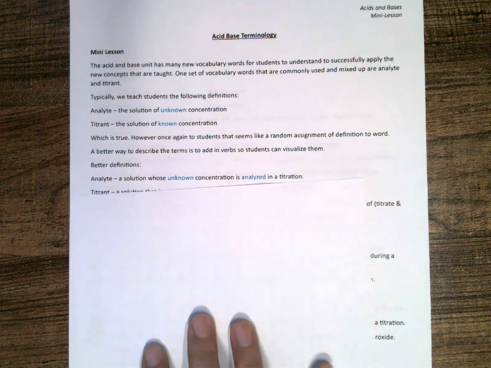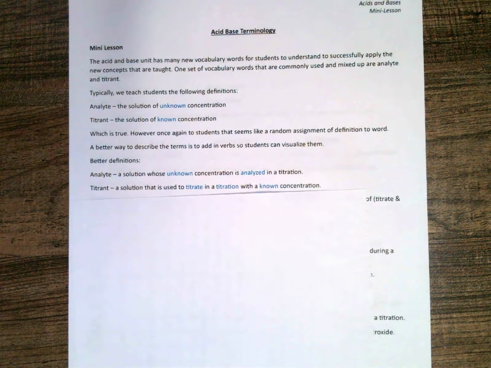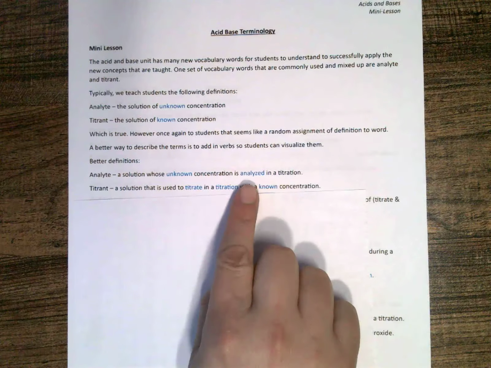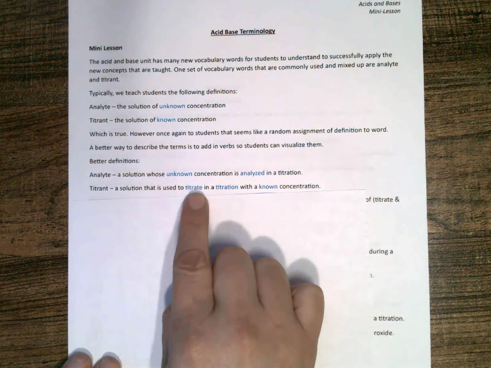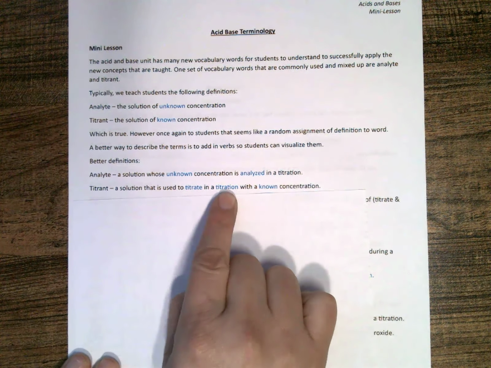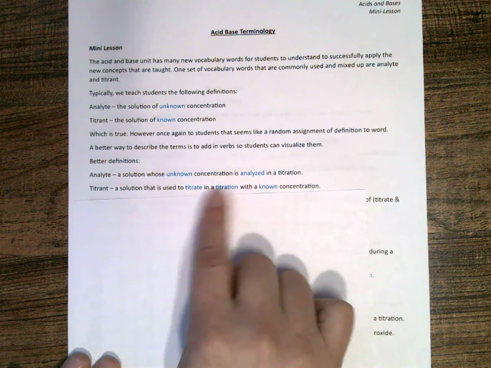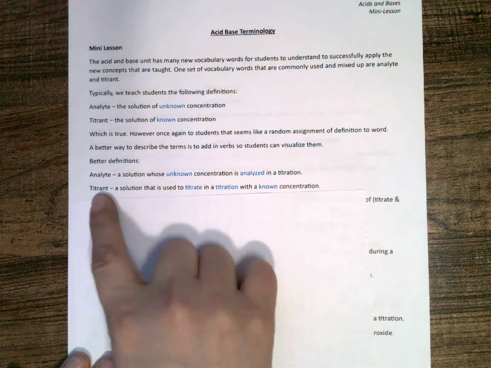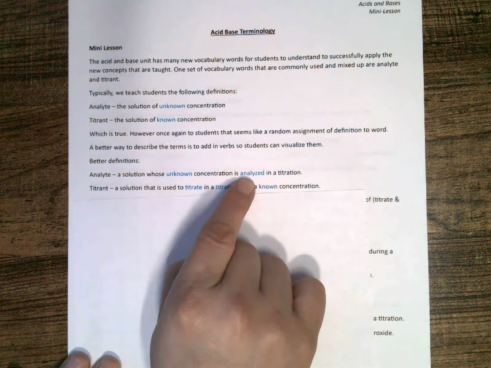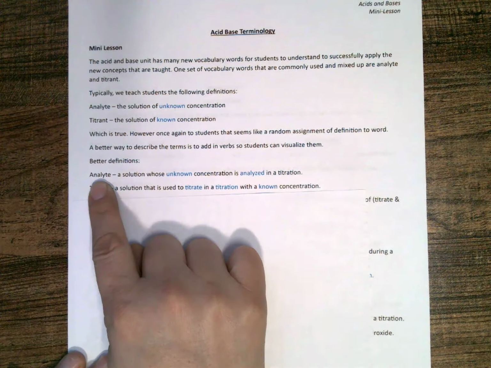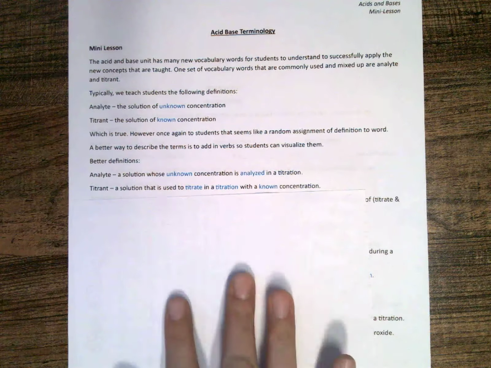visualize them. So some better definitions would be: an analyte is a solution whose unknown concentration is analyzed in a titration, and a titrant is a solution that's used to titrate in a titration with known concentration. It's a tool. We use it. We titrate with the titrant. They go together. You analyze the analyte. Also, that's why it's called an analyte, because you analyze it. Again, root words go together.